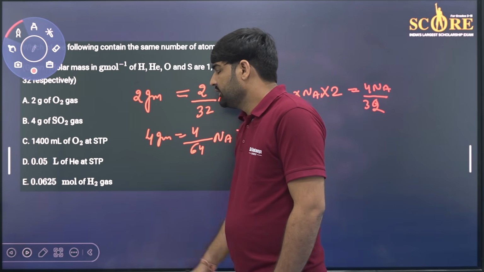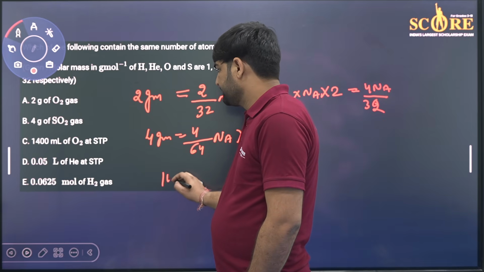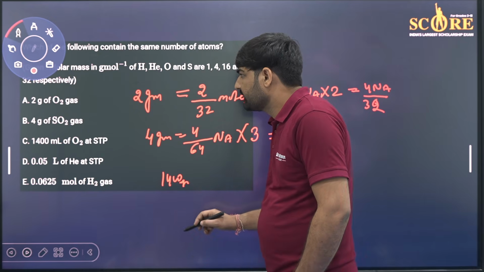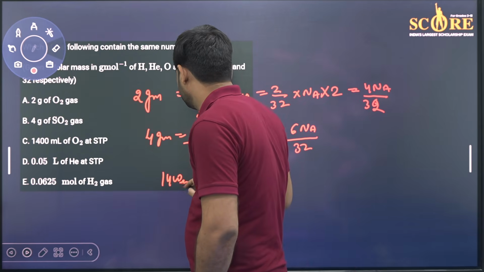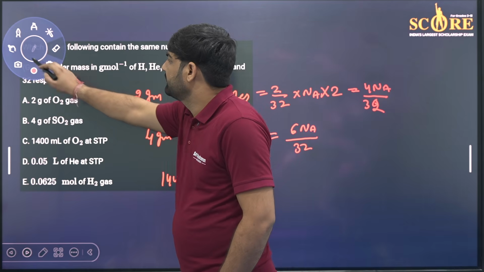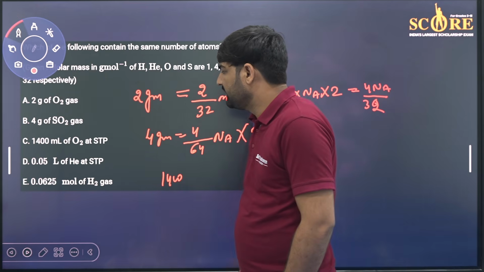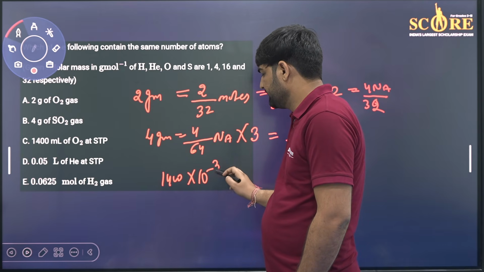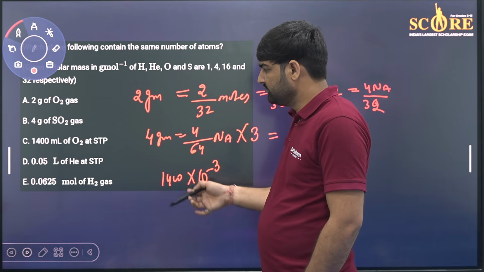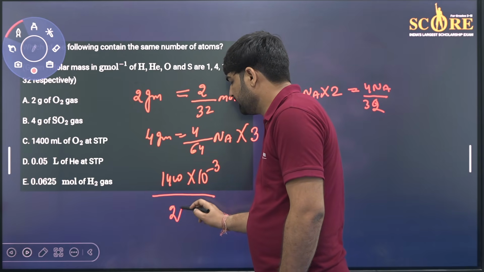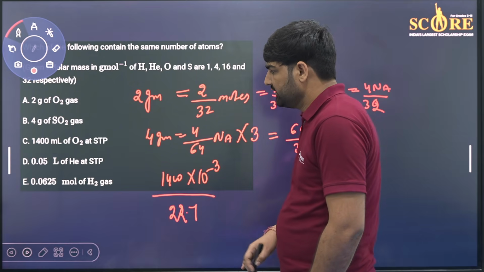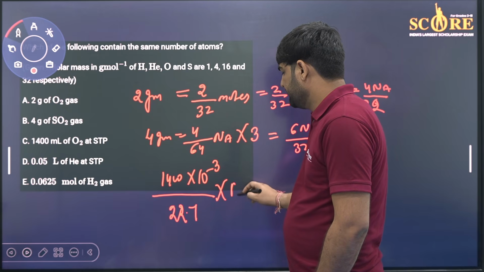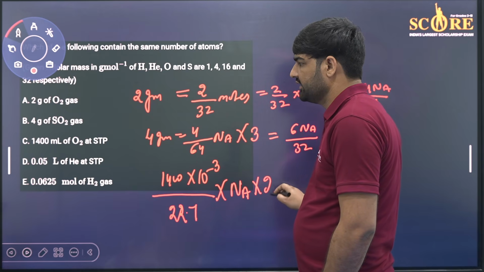Next, in part C, 1400 ml of O2 at STP. So we have to convert this into liters. This is the volume of O2 at STP, and now we have to divide by 22.7. This will be the moles of O2, and now these are the molecules and these are the atoms of oxygen.